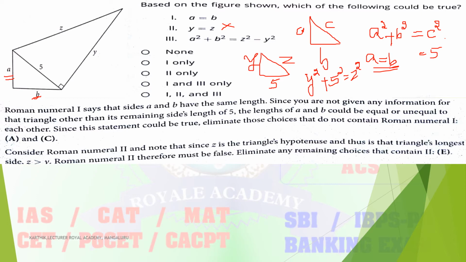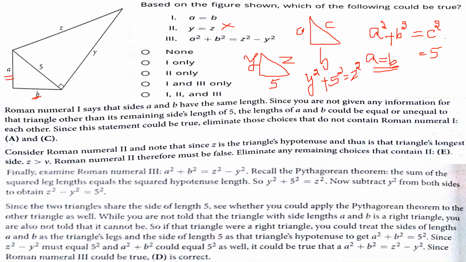So the third one: a square plus b square is equal to z square minus y square. This relation is given. From the first relation, y square plus 5 square is equal to z square, you just rearrange, and what relationship will you get? z square minus y square is equal to 5 square.